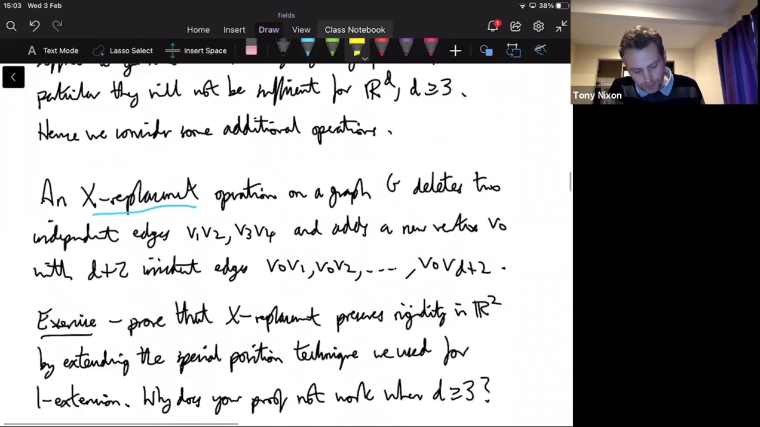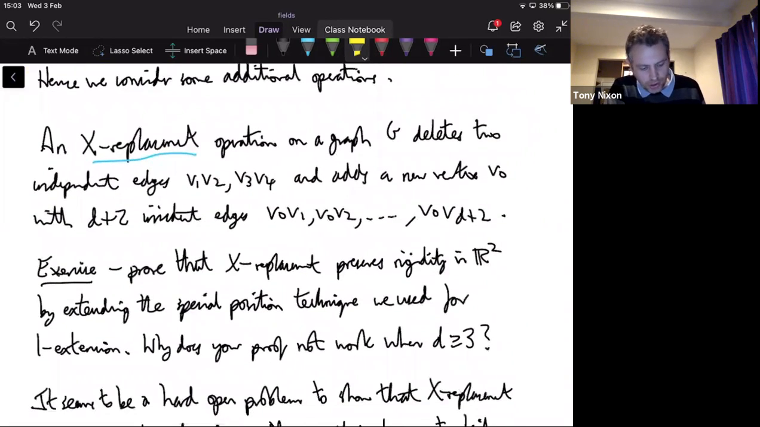Okay, so the first one, I did mention it briefly, but here it is in more detail. An X-replacement operation is a version of 2-extensions. So 0-extension deleted 0 edges and added a new vertex. 1-extension deleted 1 edge and added a new vertex. X-replacement deletes 2 edges and adds a new vertex. I say X-replacement because it's specifically the case where the 2 edges you remove are independent. So the 4 end vertices of the 2 edges are all distinct. You can think of the 2 edges as making a little X.